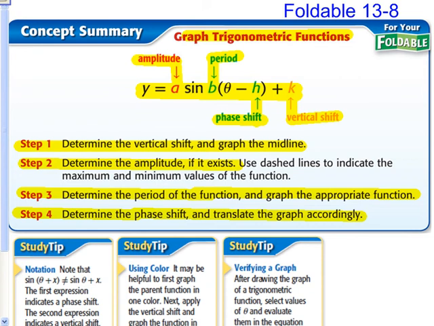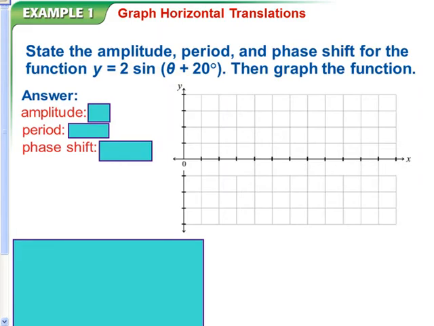And so here's our summary. We have an amplitude, a period, a phase shift, and a vertical shift. Now the steps determine how you're going to graph these, so make sure you write down these steps as well. All right, let's go into some of these problems. So we've got this one right here. Y equals 2 sine theta plus 20.